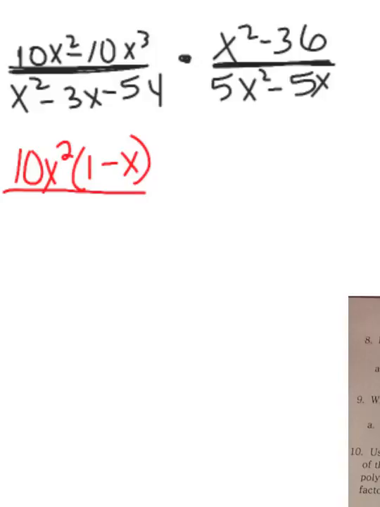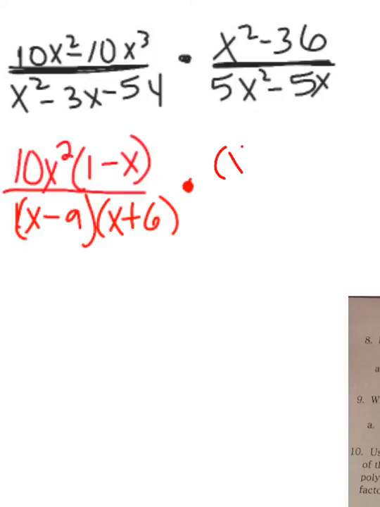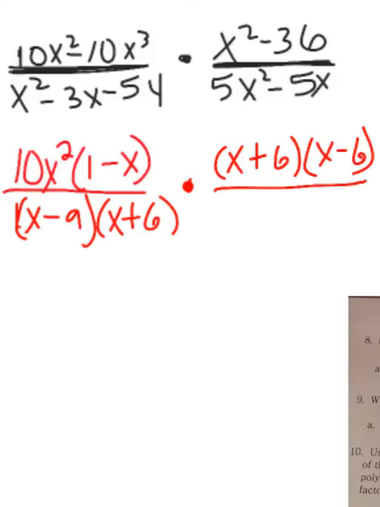In the denominator, I have x squared minus 3x minus 54. So I'm going to factor the trinomial. The trinomial factors and becomes x minus 9 times x plus 6, times, and then we have here x squared minus 36. That's the difference of two perfect squares. So that becomes x plus 6 times x minus 6 over, and then in the denominator I have 5x squared minus 5x. There's a GCF, and the GCF is 5x. So it's 5x times x minus 1.